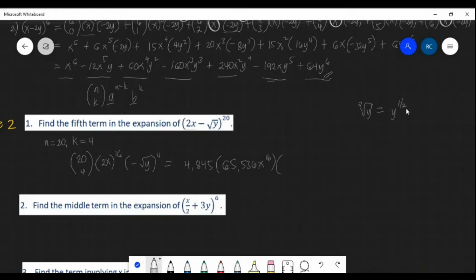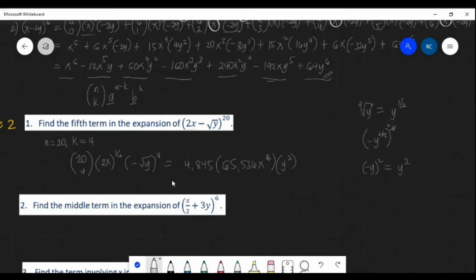Okay? Okay, let's go back here. So, ito yung magiging negative y raised to 1/2, raised to 4. Yun na, sinulat ko lang tong square root of y ng fractional form. So, ito ay, what is 1/2 of 4? That is 2. So, cancel na to, magiging 2 na siya. Magiging negative y raised to 2. Negative y times negative y is positive y squared. So, ang sagot dito ay y squared.